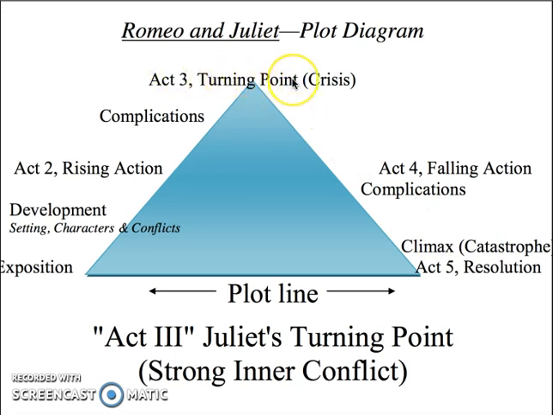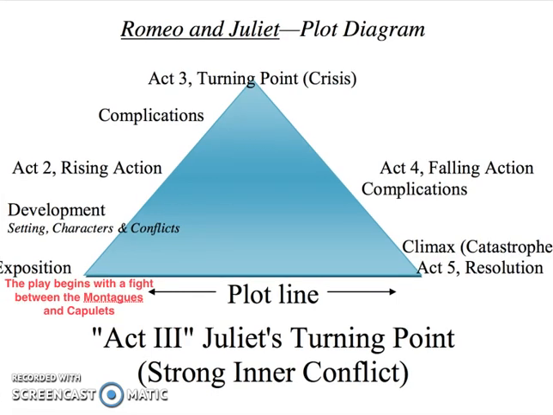I'm calling this the turning point, which is based on one of our textbooks that calls it the turning point, and then the climax comes near the end of Act 5, and we call that the catastrophe. And you can check it online. There are other people who also follow this model of the plot structure for Romeo and Juliet.